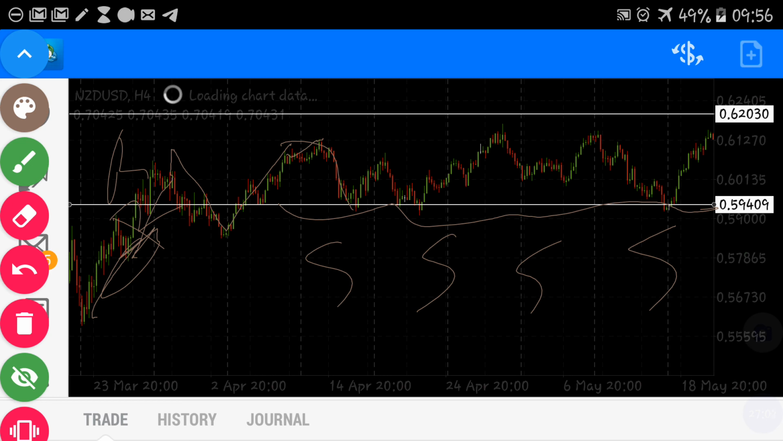This is a real life chart. I'm not messing anything up here. This is a real life chart. This is weekend. That's why prices are not moving. Market has closed. We only trade from Monday to Friday. Saturday, Sunday, no market movement.